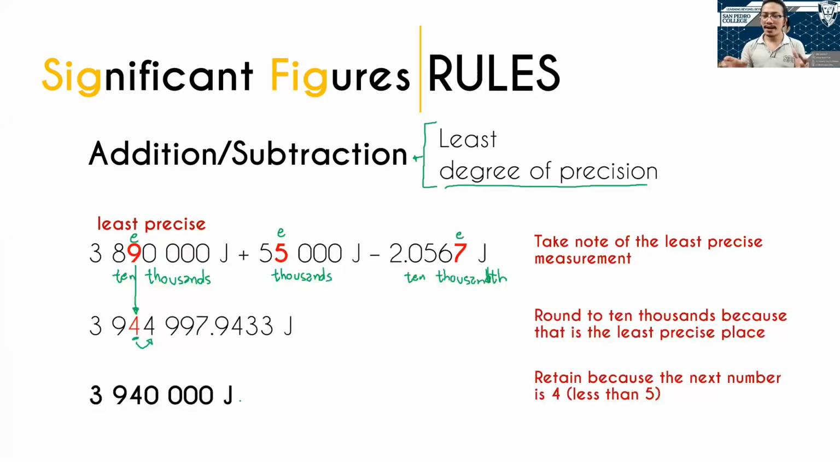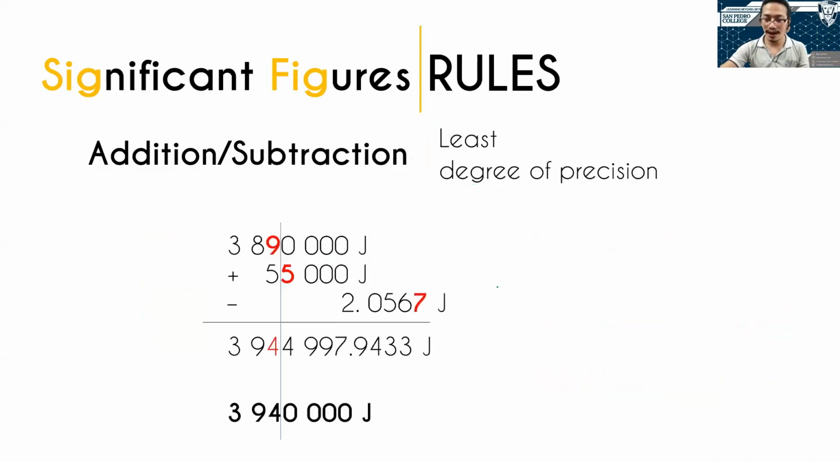Now, para mas madali natin makuha kung ano yung least degree of precision when we add or when we subtract. For example, you are not comfortable with this method, so we can arrange our measured values vertically. Okay? So for example, vertical: 3,890,000 joules plus 55,000 joules minus 2.0567 joules. Again, take note of our estimates, our precision.